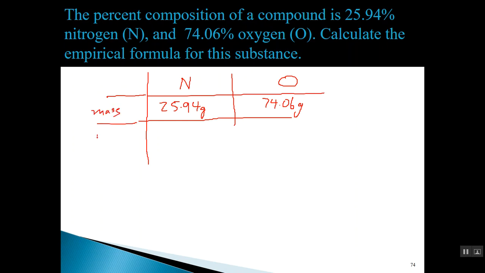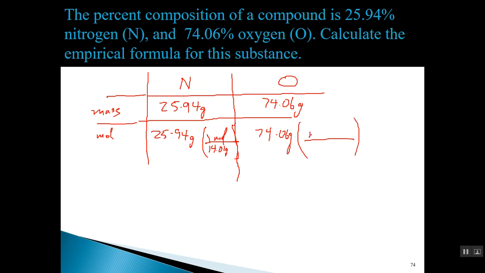And then for the moles, it's 25.94 grams multiplied by 1 mole over the molar mass of nitrogen, which is 14.01. And in the case of oxygen, 74.06 grams, we multiply that by 1 mole over 16.00 grams.